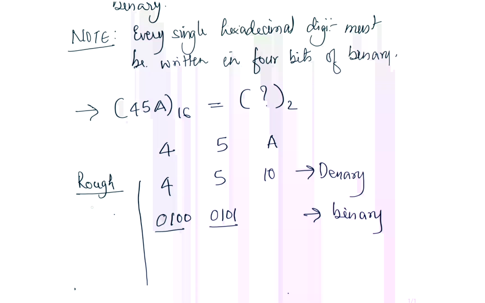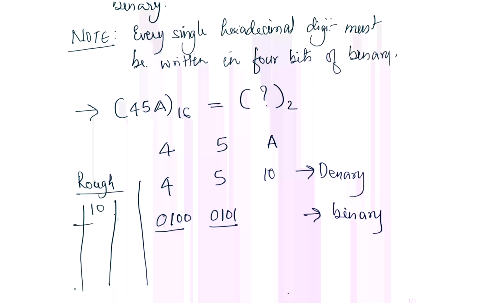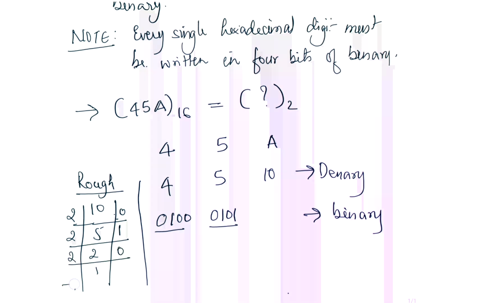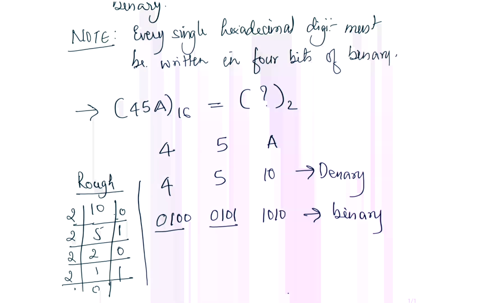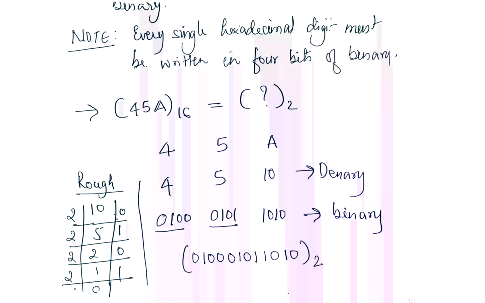So let's try and get the equivalent for 10. 2 times 5 gives you 10 with a remainder of 0. 2 times 2 gives you 4 with a remainder of 1. 2 times 1 gives you 2 with a remainder of 0. 2 times 0 gives you 0 with a remainder of 1. So for 10, we have got 1 0 1 0. Now we are going to put this together to get the binary number, which will become 0 1 0 0. You need to combine these in the same order as you have got it: 0 1 0 0 0 1 0 1 1 0 1 0, which is the binary equivalent.